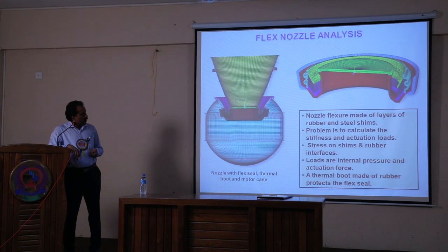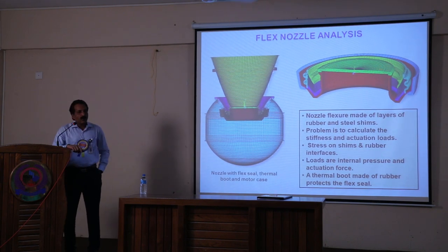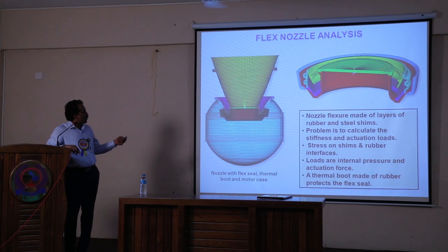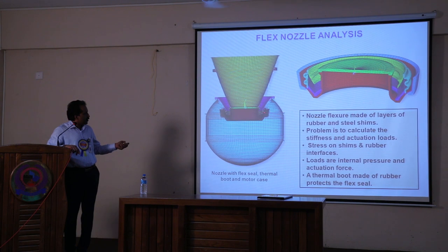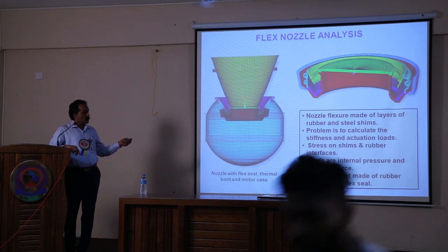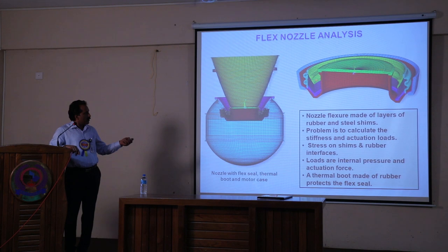One of the models I will show you, this is a finite element model of a rocket motor. This is a nozzle, this is a motor case, and what you can see here is the flexural part of the nozzle. So it will move, I told you the nozzle can move. So what you see here is a rubber flexure, which is alternate layers of steel and rubber bonded together. So the mechanics of this is very complex because the rubber should not debond, and the stresses in the steel and the rubber should be able to withstand the huge force. For example, the load from here is in some hundreds of tons. So it should remain and still it should be able to flex.